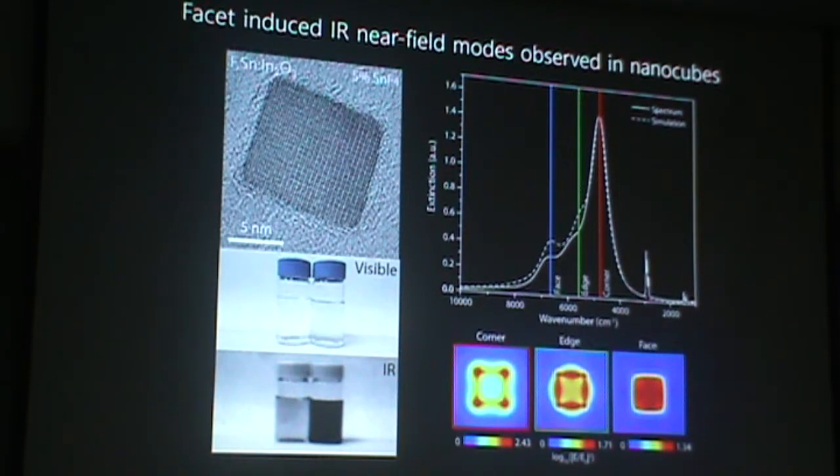Now, in the case of faceted nanoparticles, this is an IR spectrum. We can see a breakdown of multimodal peaks that occur due to the corner, edge, and face morphological discontinuities. And in the corner of such nanocrystals, very intense near-field enhancement occurs within such discontinuities.